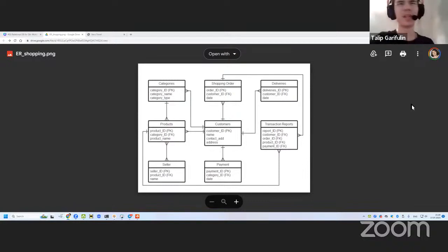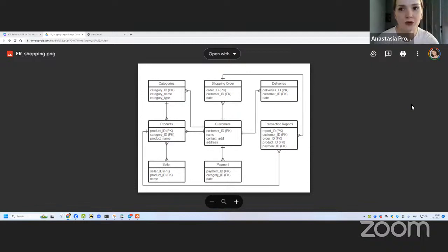Wait, why? Sorry. So it starts with the customers, because the customers are in the center, and they're the answers to many other tables, so shopping order, deliveries and stuff. They have a lot of keys between this table and each other. So I think we should focus on that and then go to the other tables and see what the problem is.